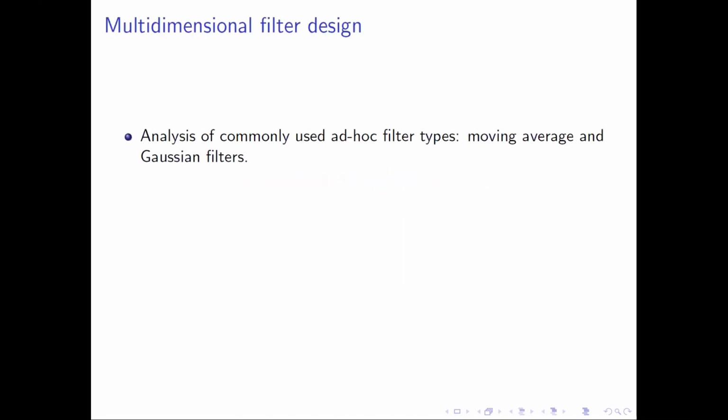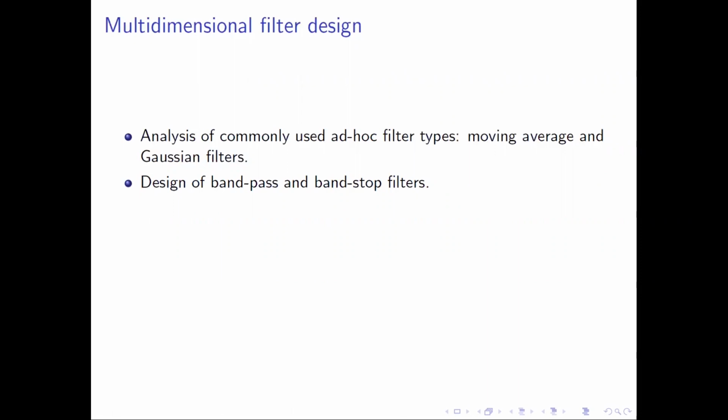Chapter 10 presents some elements of multidimensional filter design. The chapter focuses on finite impulse response, or FIR filters, since linear phase response is usually very important in image processing. Various filter design methodologies are presented. The chapter begins with an analysis of commonly used filter types, namely moving average and Gaussian filters, and studies their frequency response.